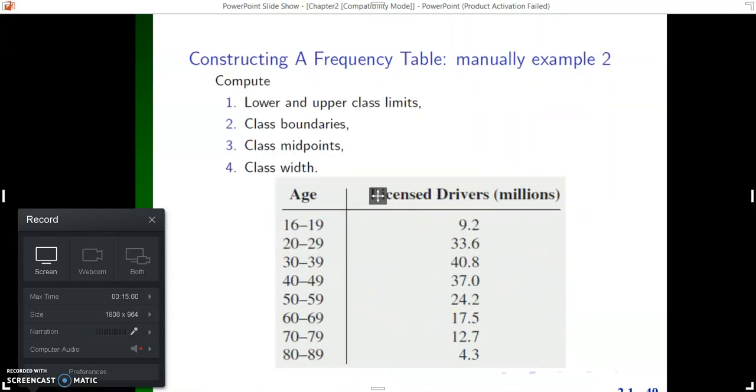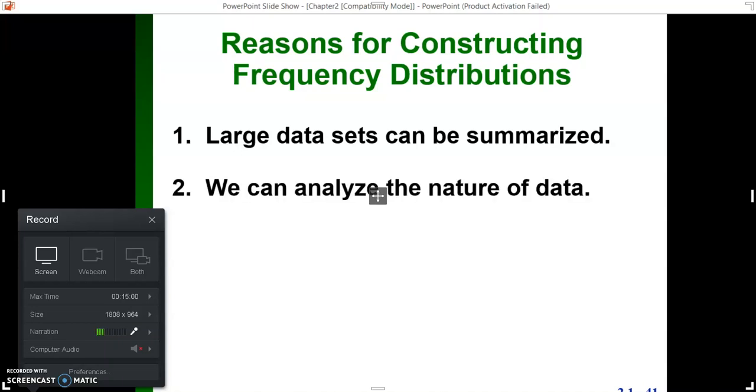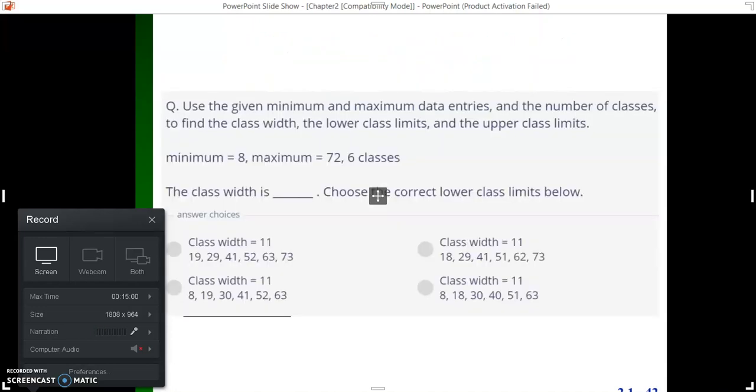For this one, with the frequency table provided, you have to identify lower and upper class limits, class boundaries, class midpoints, and class width. So a large data set can be summarized. The reason we are using a frequency distribution, I already explained in the beginning: a large data set can be summarized, or we can analyze the nature of the data. We have a basis for constructing important graphs. For that, we have to know the frequency table.